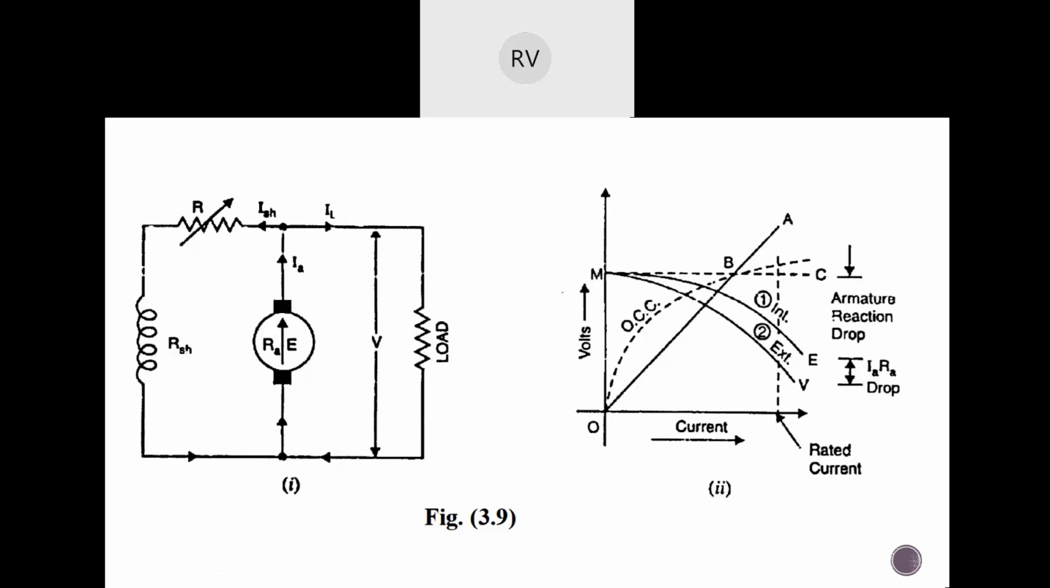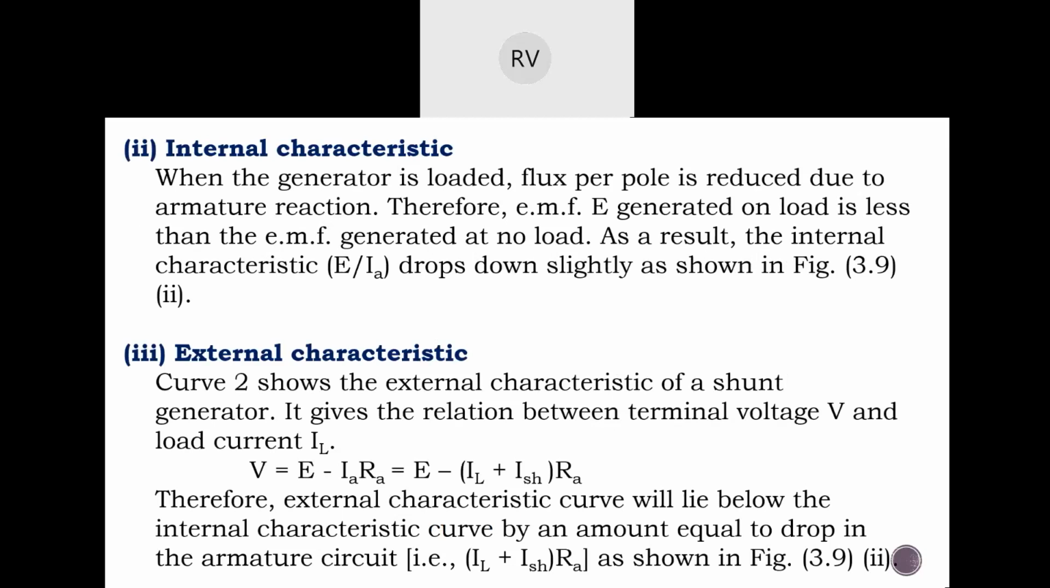Here you can see how it is represented: from the point C to E, that is the difference. That is the armature reaction drop. As a result, the internal characteristics drop slightly, as shown in the figure. We have seen that already.